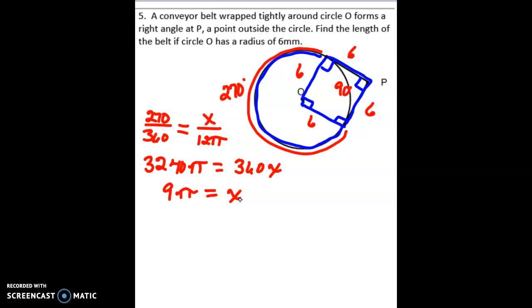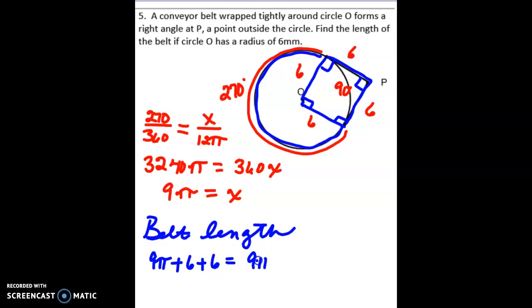So when you're looking for the belt length, it will be this 9 pi plus the 6 and the 6. So it'll be 9 pi plus 12 millimeters, because the measurement is in millimeters. If you do that as an approximation, you get 40.274.